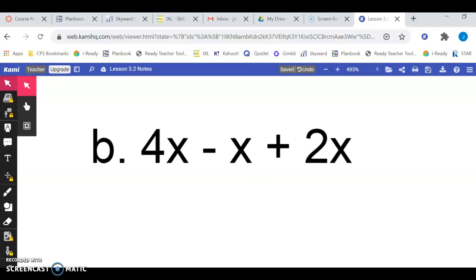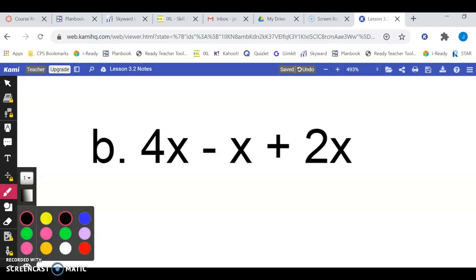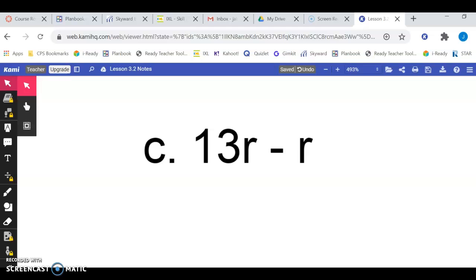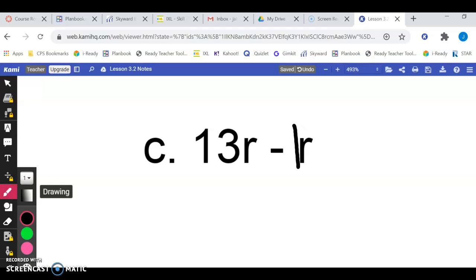Next, we have 4x minus x plus 2x. They all have the variable x, so I can combine all of these. I do want you to remember that if you just have a regular x, there's really a 1 in front of that. So you don't have to write it, but just remember that it's there. So we have 4x minus 1x, that would leave us with 3x, and then 3x plus 2x would leave us with an answer of 5x. And then 13r minus r, again, there's that one variable. So 13r minus 1r would leave us with 12r.